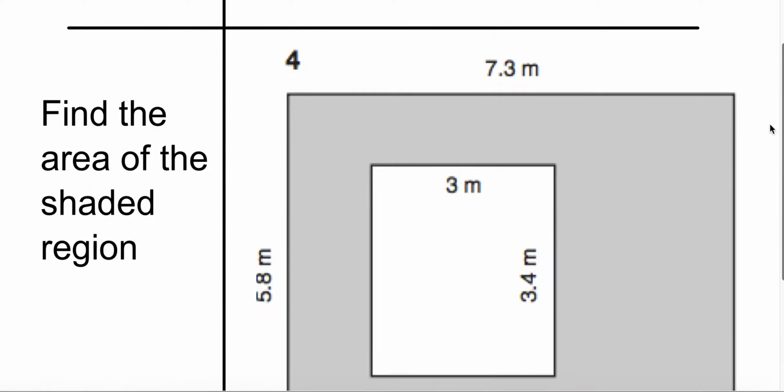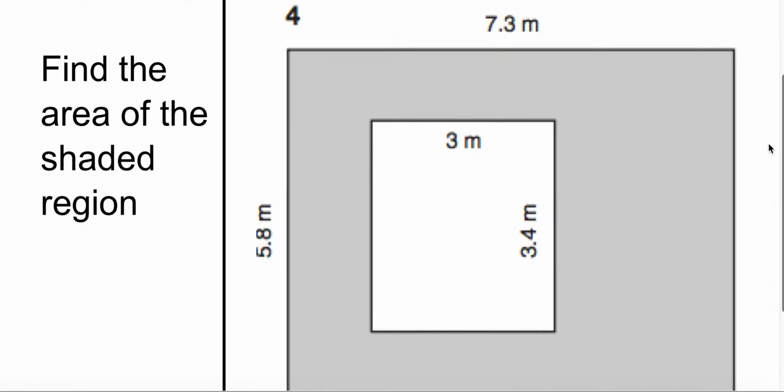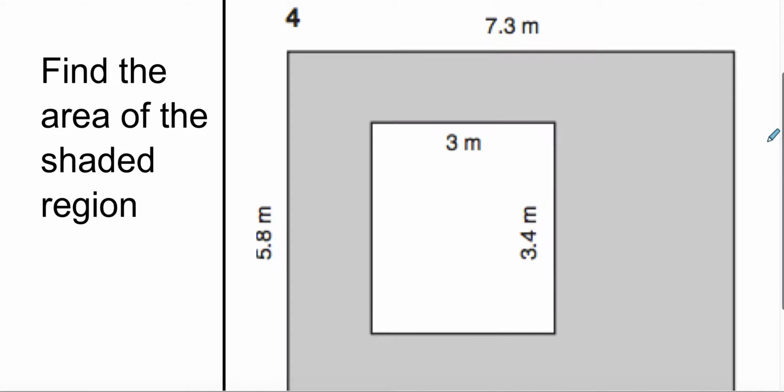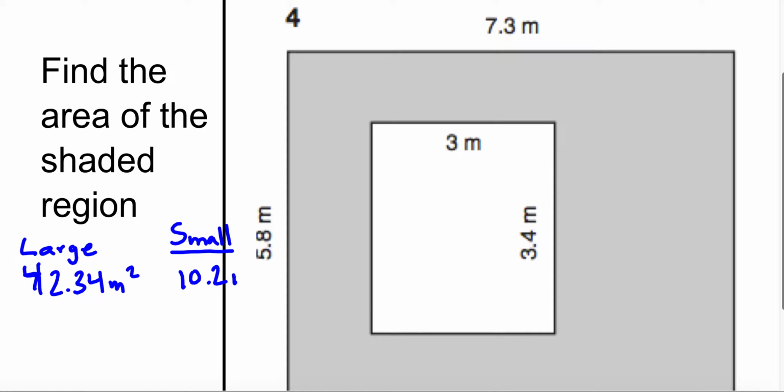You try this one on your own. Go ahead and hit pause and see if you can come up with the answer. Alright, hopefully when you did this one, you found out that your large region had an area of 42.34 meters squared, and that the small area was 10.2 meters squared, and when you subtracted them, you got 32.14 meters squared.